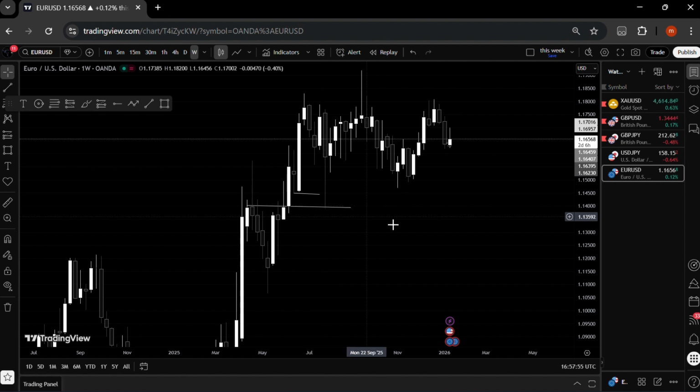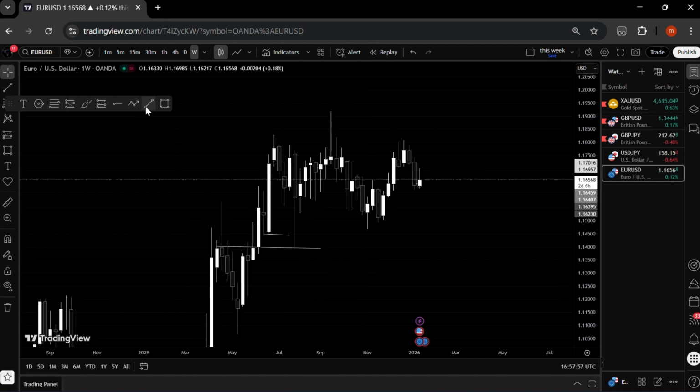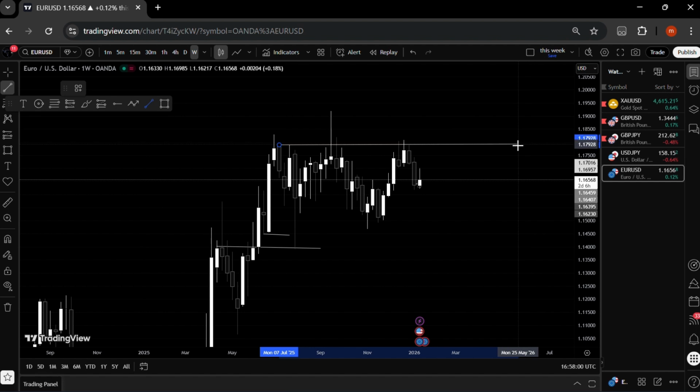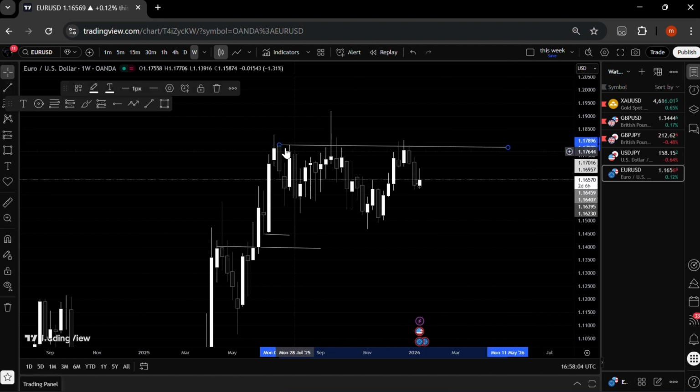So the next thing we're going to look for is price to do what? For price to take out this high. What do we call this high? If you have been following up, you know that this is our C. Our C is our swing high. So A for the entry, B for liquidity, and C for the target.